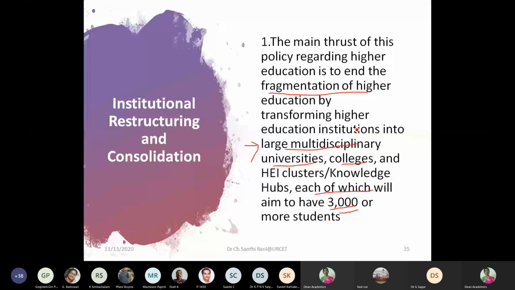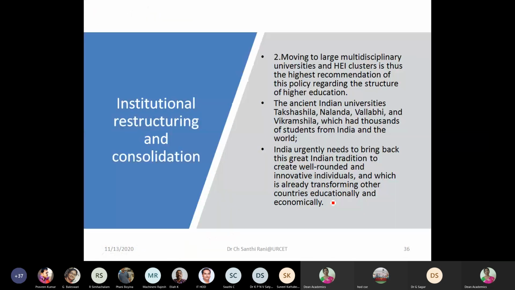So in future, the present, that means each street one college, each village one college, not like that. At present we have like that, but this fragmentation of higher education is going to end, and the NEP is going to establish higher educational institutions into large multidisciplinary universities and colleges and knowledge hubs. So each of these, they will have a strength of 3,000 or more students. Only such institutions are going to survive.